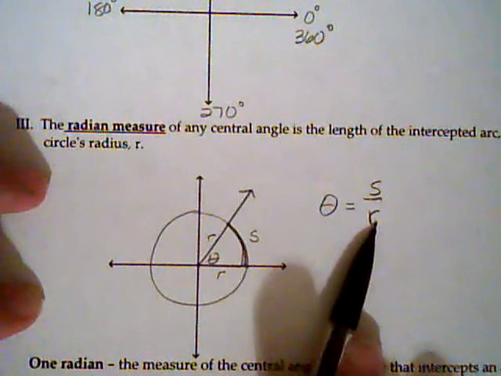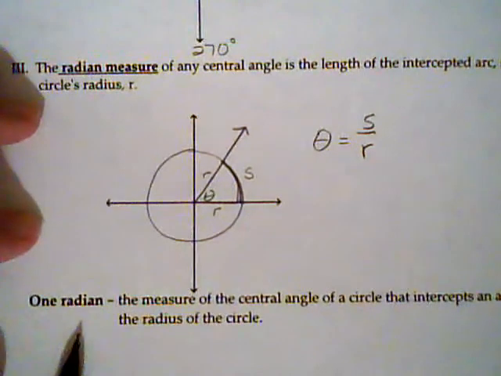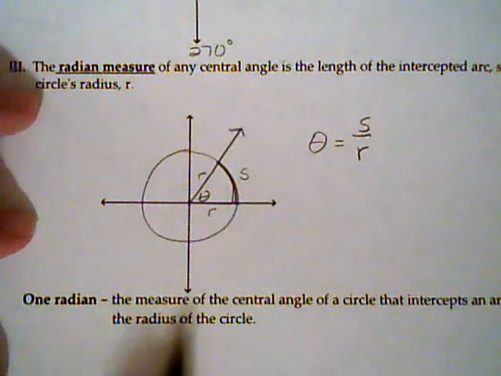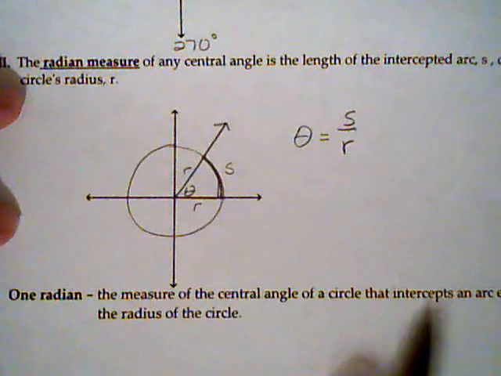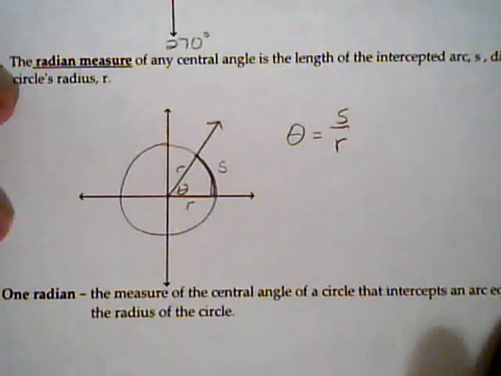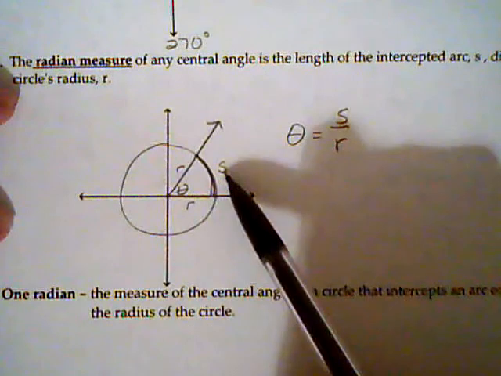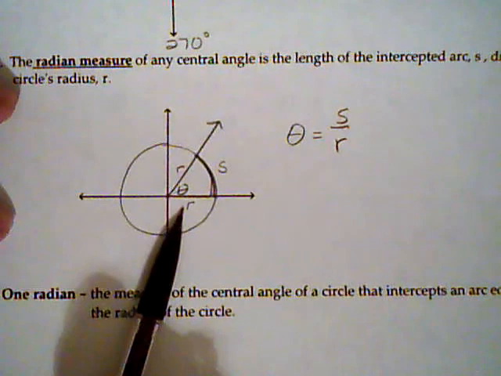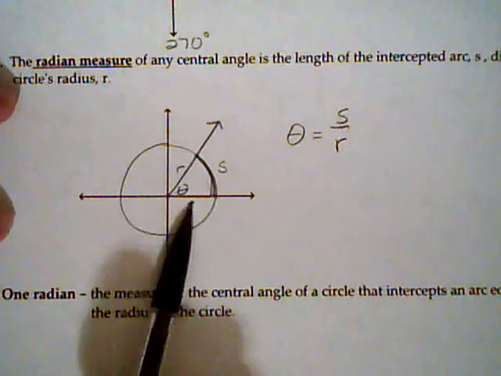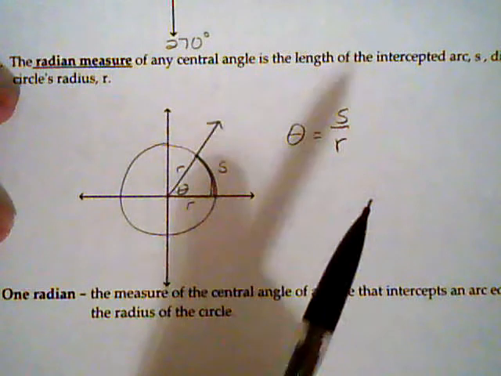1 radian, if you look at the last definition here, is the measure of a central angle of a circle that intercepts an arc equal in length to the radius of the circle. So back up here in my diagram, if S were the same length as R, when these are equal, then we say we have an amount that's equivalent to 1 radian.